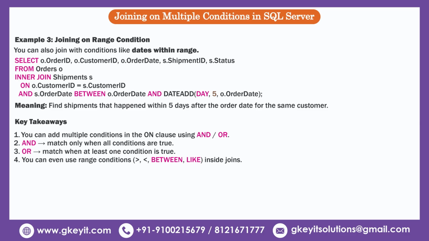There are key takeaways that we are going to discuss here. You can add multiple conditions in the ON clause using AND or OR. AND matches only when all conditions are true, and OR matches when at least one condition is true. You can even use range conditions like greater than, less than, between, like inside joins. Let's see these things practically in SSMS.